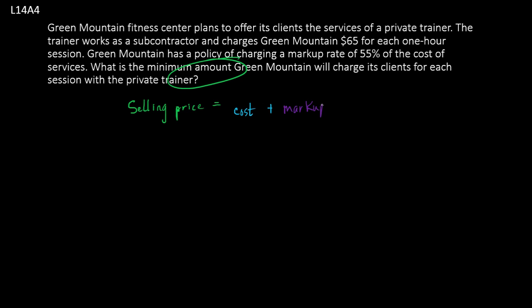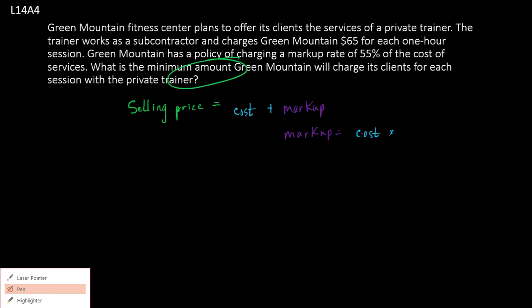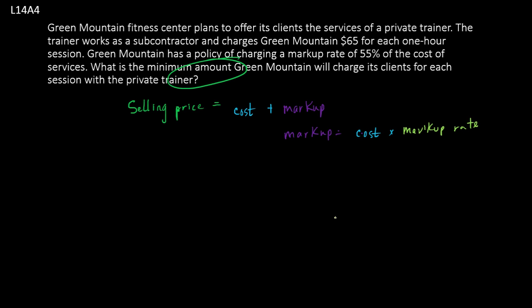So selling price is equal to cost plus markup. We also need to know that markup is equal to cost times our markup rate. Okay, so we have our equations down, and now let's plug in what we know. Well, we know that the cost to Green Mountain is $65. Always remember that cost refers to cost to the company, not to the customer. We also know that the markup rate is 55%.